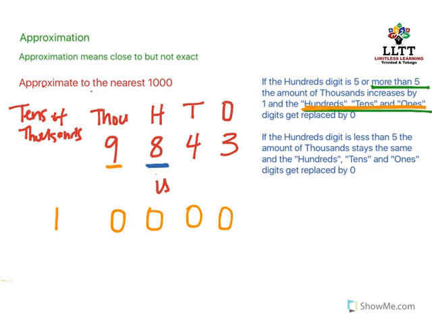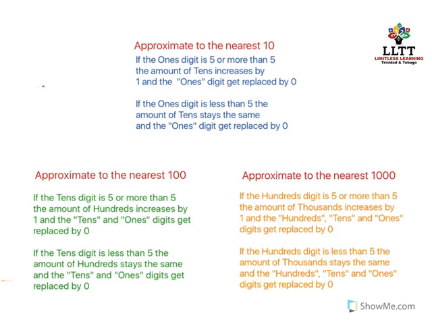Okay, so that brings us to the end of looking at approximation to the nearest 10, to the nearest 100, and to the nearest 1,000. And now what we're going to do is work on some practice problems using the rules that we had from before. Okay, so let's work now on some practice problems. Before we go on to practice problems, I have put all the rules for each one of the approximations next to each other.